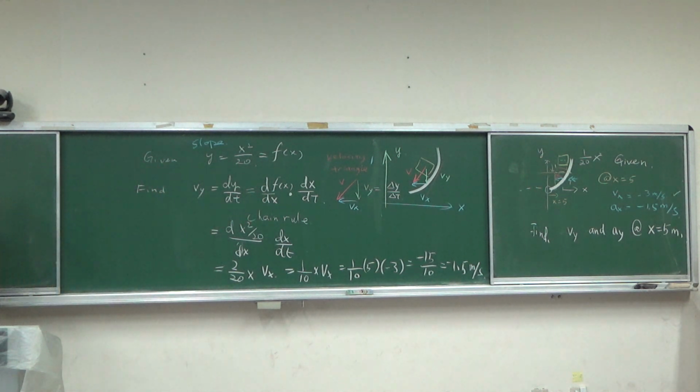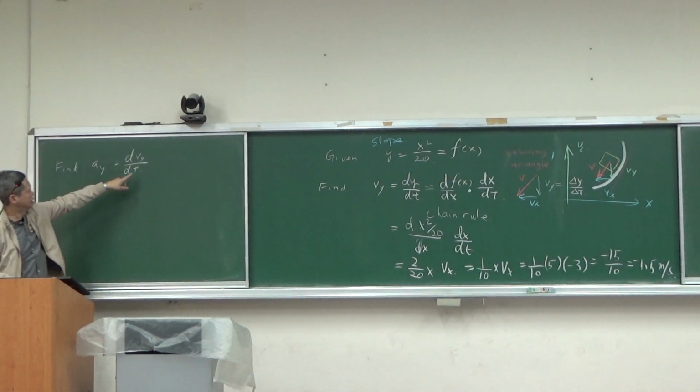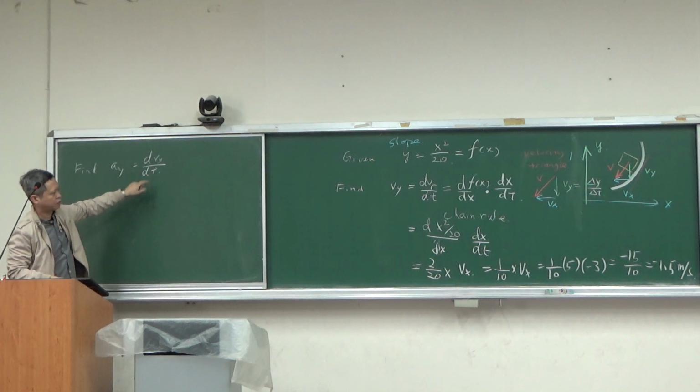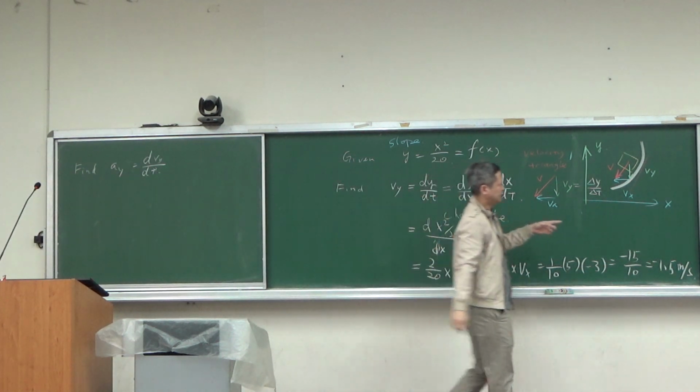How to find ay? Ay is actually the acceleration in the vertical direction. What you have to do is to differentiate the vertical speed with respect to time. And then next, we can proceed with that. But let's complete this.